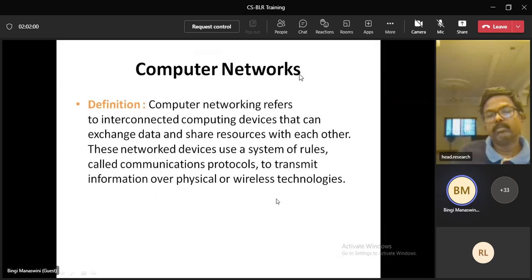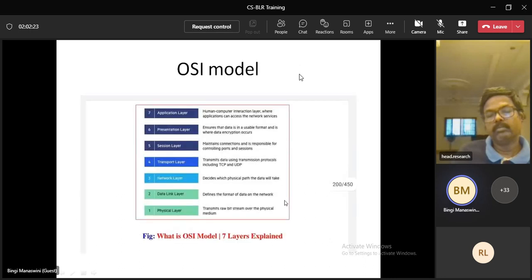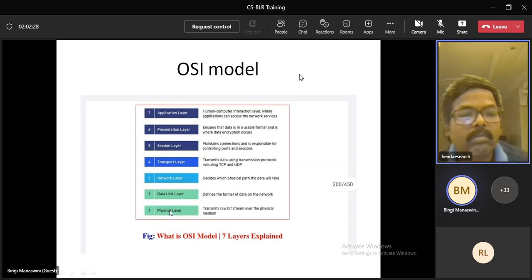And then about the computer networks, it refers to interconnected computing devices that can exchange data and share resources with each other. These network devices use a system of rules called communication protocols to transmit information over physical or wireless technologies. And we have OSI model in computer network. It consists of 7 layers. Those are physical layer, data link layer, network layer, transport layer, session layer, presentation layer, and application layer.